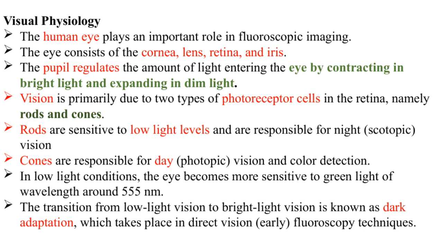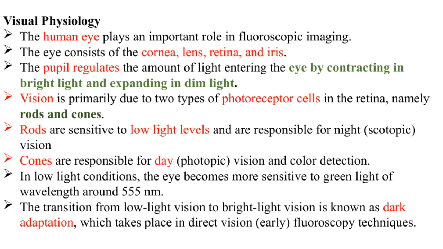Now, vision depends largely on two types of photoreceptor cells in the retina, rods and cones. Rods are highly sensitive to low light levels, which means they are responsible for our night vision, or what we call scotopic vision. On the other hand, cones handle our daytime vision, what we call photopic vision, and are also responsible for detecting colors. An interesting point is that in low-light conditions, our eyes become more sensitive to green light, with a wavelength around 555 nanometers. This is why green is often used in night vision and certain imaging techniques.